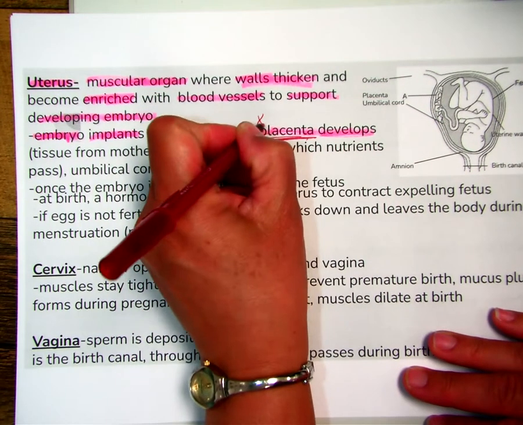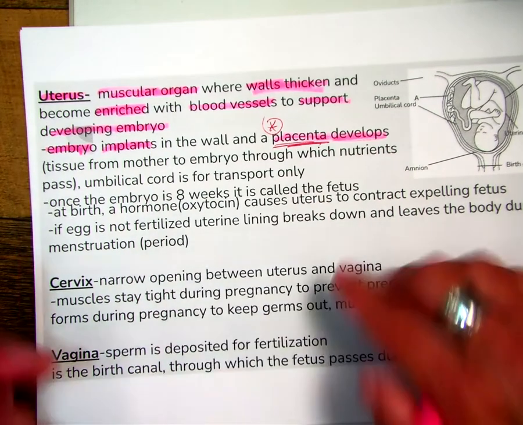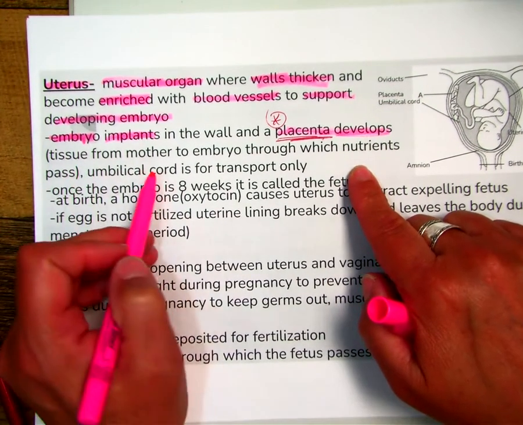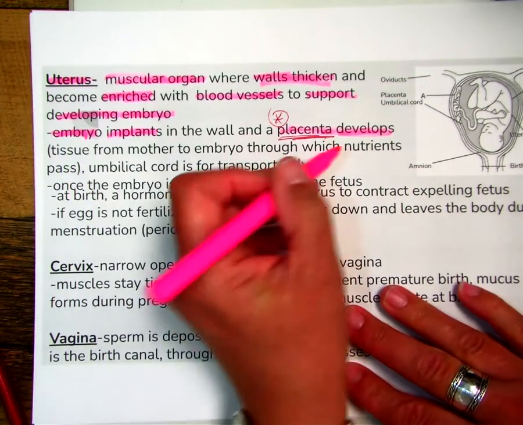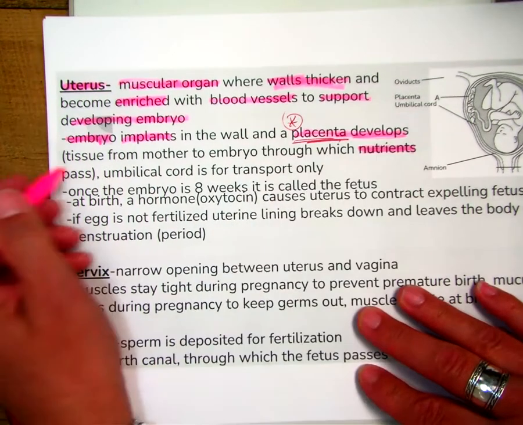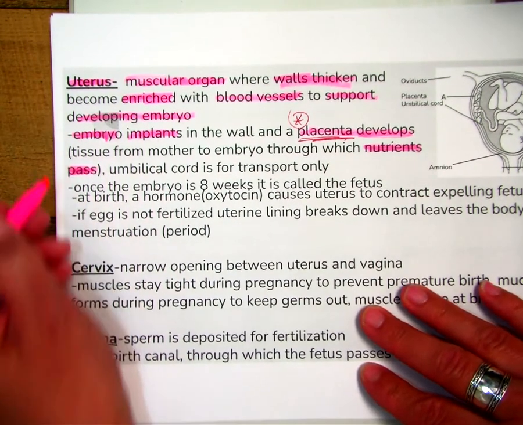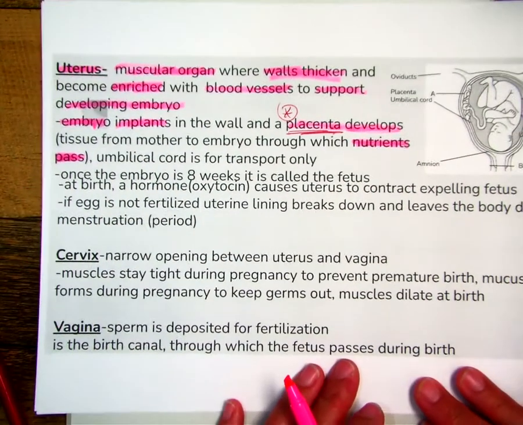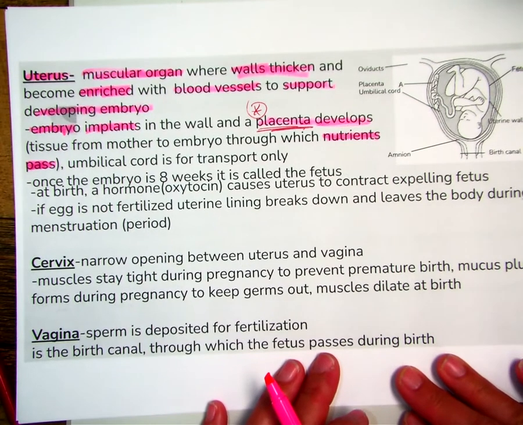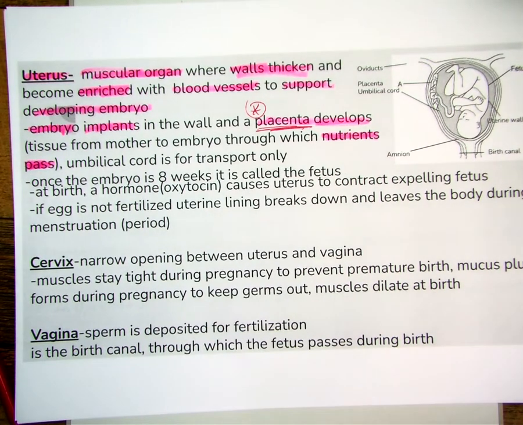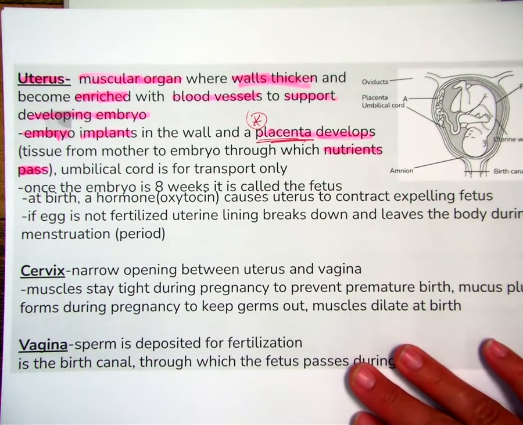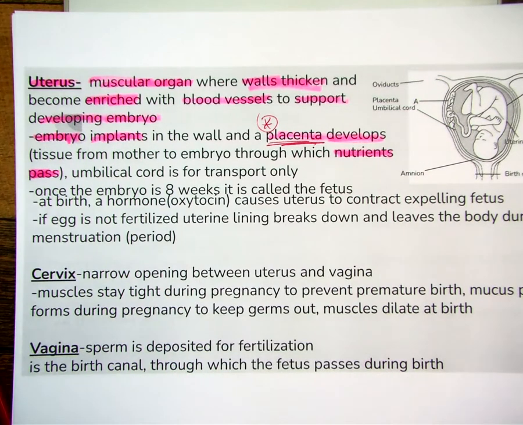Underline this, put a star here. What is the placenta? It's the tissue from the mother to the embryo where nutrients pass. Kids always say, I heard that people eat the placenta. They do. Some cultures eat it, they bury it under a tree. Some people put it in their freezer and use it later. All different cultures do different things.